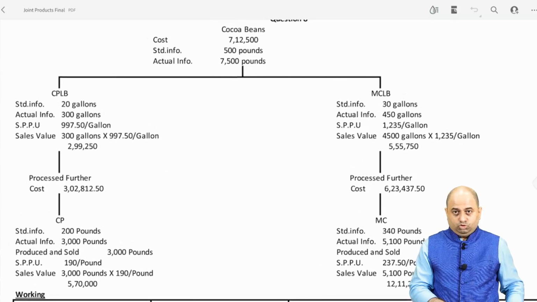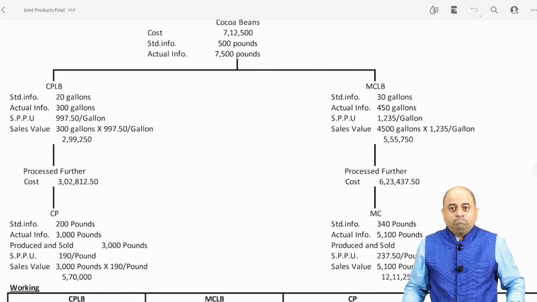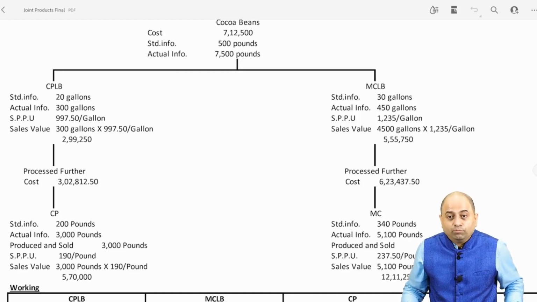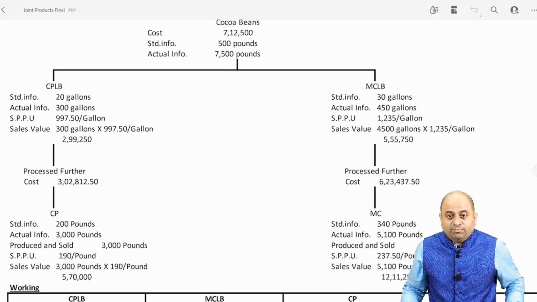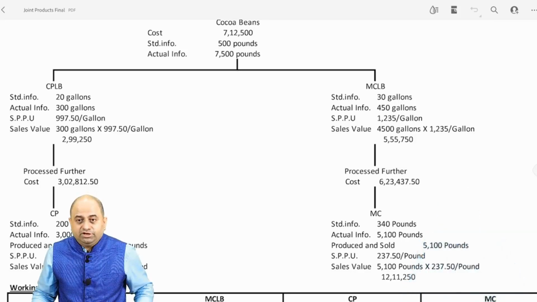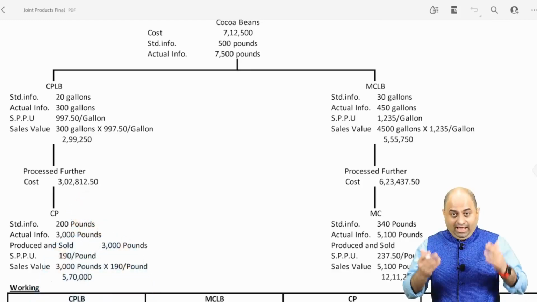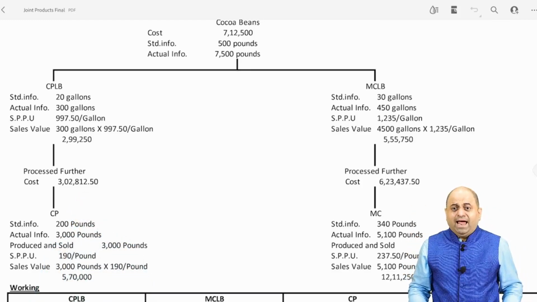I can zoom it a bit. 299, 250, 555, 750. Sales value at split off point. Post separation cost given: 3,02,812.5, 623, 437.5. And at the end, you can see 570. Make me invisible.